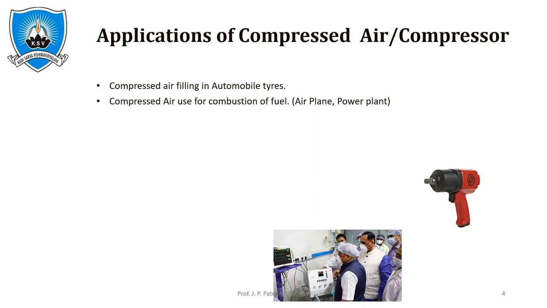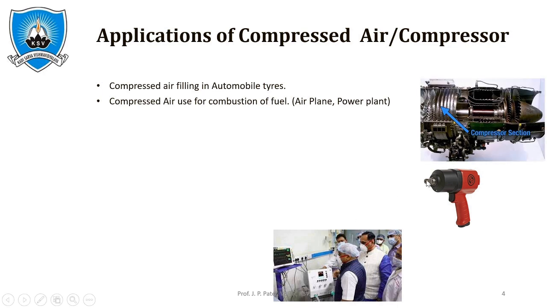The second one is compressed air used for the combustion of fuel in a power plant for coal as well as in the airplane. Let's see here in the picture, this one has a compressor connected to the engine of an airplane.